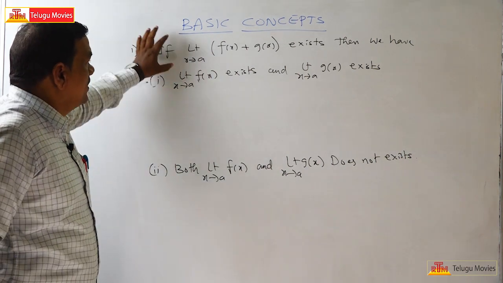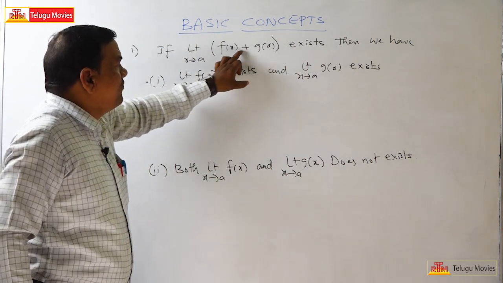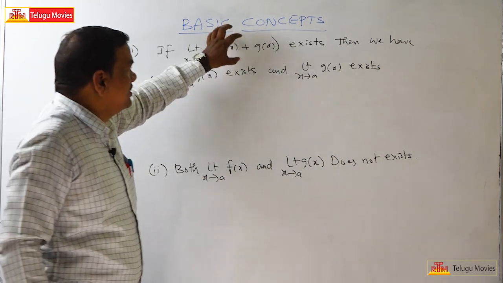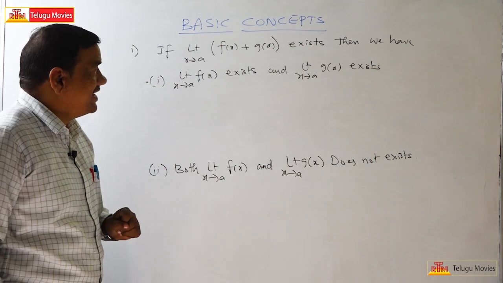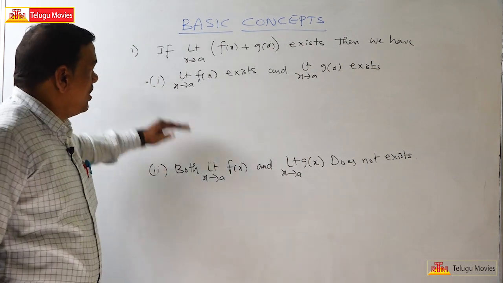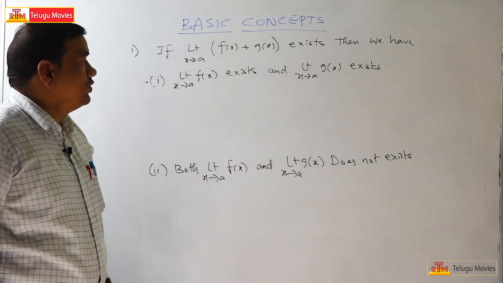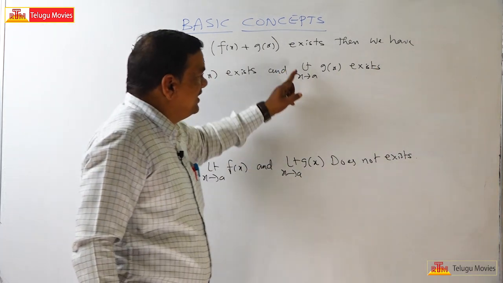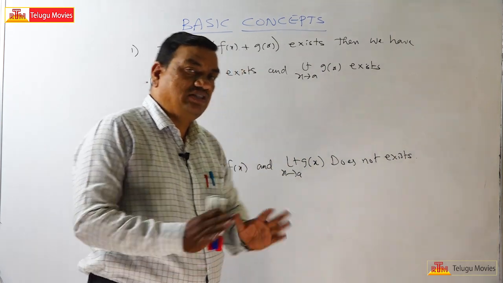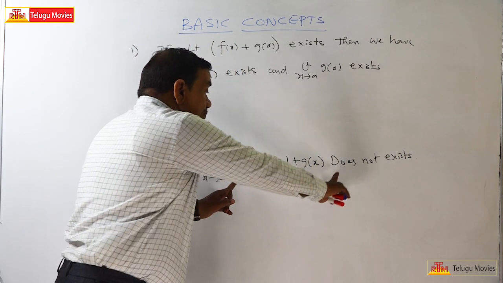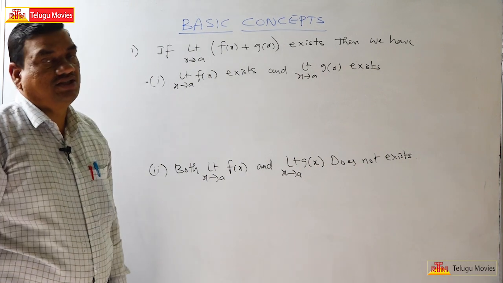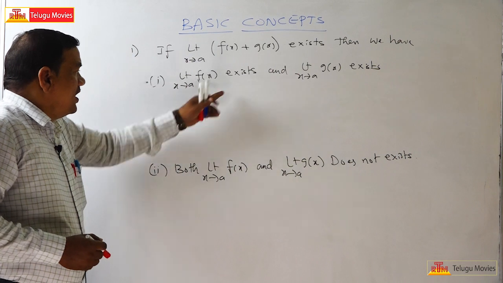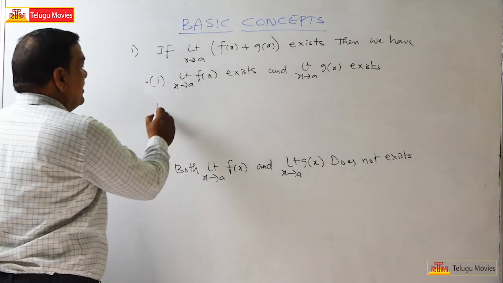See here. If limit x tends to a of f(x) plus g(x) exists, that is, the sum of two functions has a limit at a, then we have the following two cases. What are the two cases? Limit x tends to a of f(x) exists and limit x tends to a of g(x) exists, both separately exist; or both separately may not exist. Let us see the proof of this, very easy to prove.